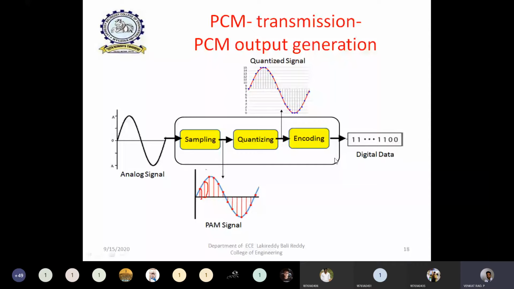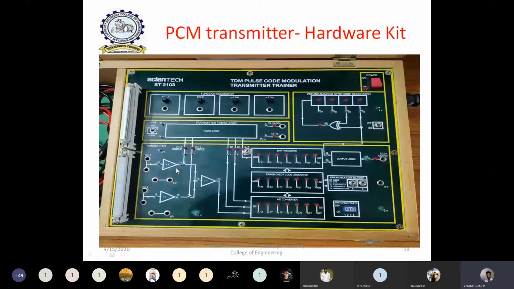Now we'll see what our experimental kit is. This is the PCM transmitter hardware kit, which is used in our laboratory. This is the TDM PCM transmitter trainer. It is mentioned that it is a TDM, that means we can also do some multiplexing in the PCM system. But first we take the PCM system with a single input. Later we can do multiplexing if required.